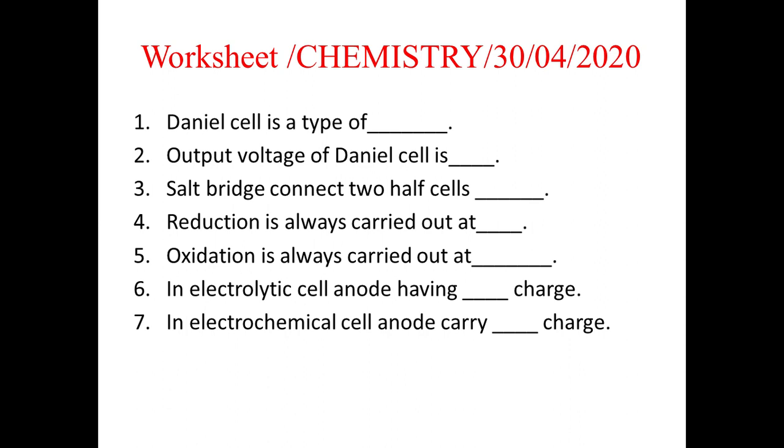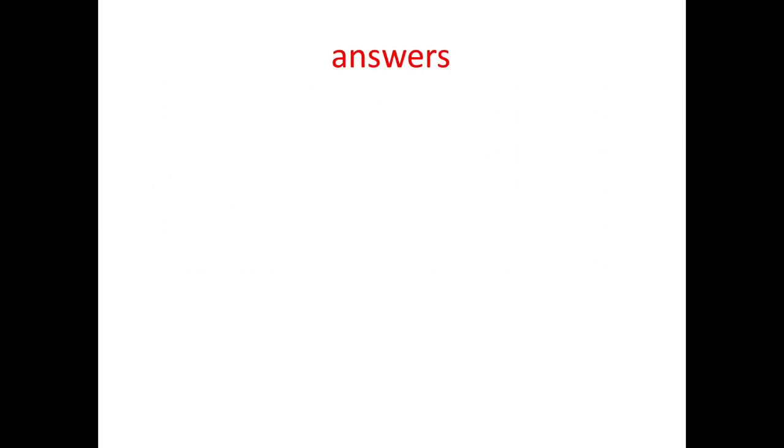Question number three: the salt bridge connects two half cells internally. Question number four: reduction is always carried out at the cathode, and oxidation is always carried out at the anode. In an electrolytic cell, the anode has positive charge, while in case of an electrochemical cell, the anode carries negative charge. As a loss, oxidation, anode and negative. These are the answers.